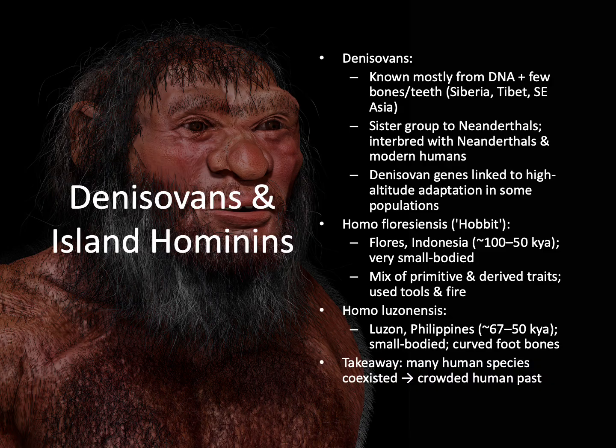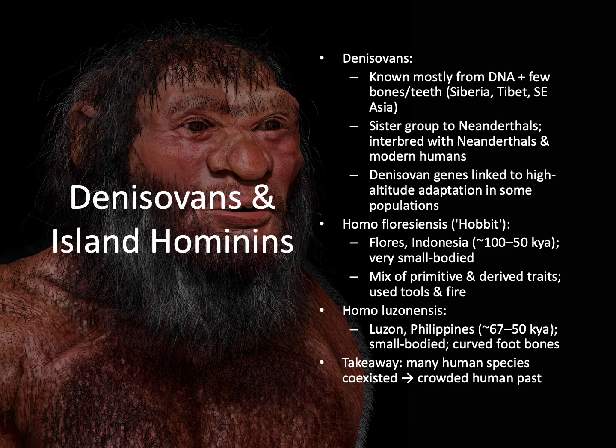Another species, Homo luzonensis, was discovered on the island of Luzon in the Philippines, and it dates to about 67,000 to 50,000 years ago. Like floresiensis, it shows a mosaic of traits: small body size, curved foot bones that suggest climbing, and other features that don't fit neatly into our existing categories.